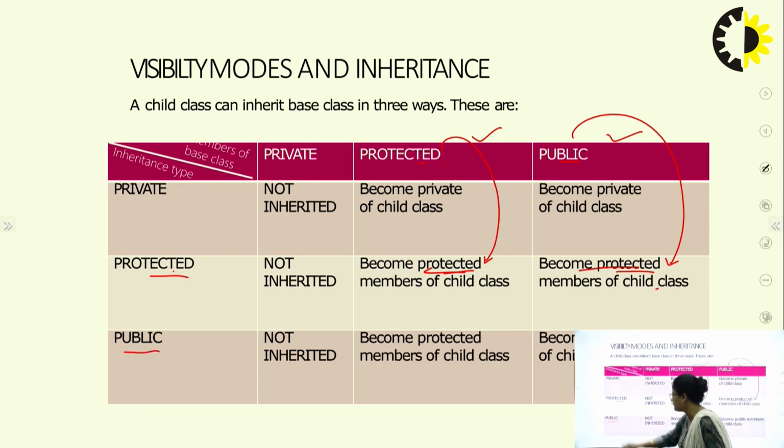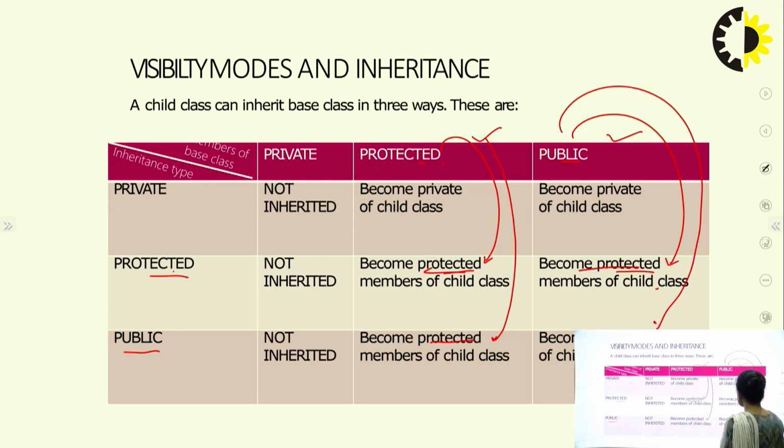And if the inheritance is public, the protected members of the base class become protected and the public members of the base class become public. This is a point we need to remember as we do the coding. And the private members of the base class are never inherited, be it private inheritance or protected inheritance or public inheritance.